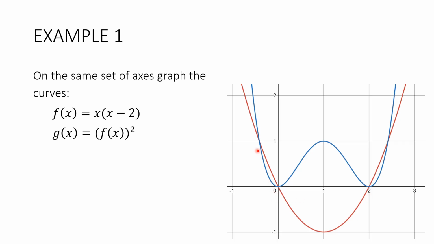Anytime the y-coordinate was 1, it stays 1, because 1 squared is 1. Now, in between 0 and 1, the curve is closer to the x-axis than it was. So it's flatter. But when our y-coordinate was greater than 1, it's getting steeper here. Okay?